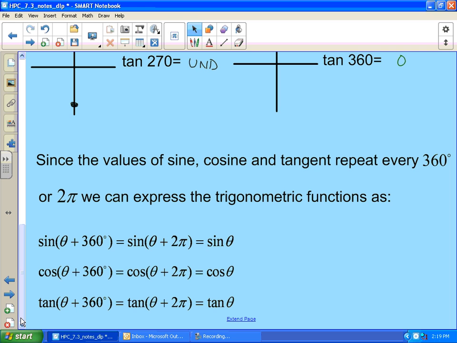Last little FYI piece of information here. Tangents, cosines, and sines repeat their values every 360 or 2 pi rotations. I get back to the same place every time. And if that happens, then we can express these trig functions as a relationship between some initial angle plus k times pi, or k times 360, k being an integer.